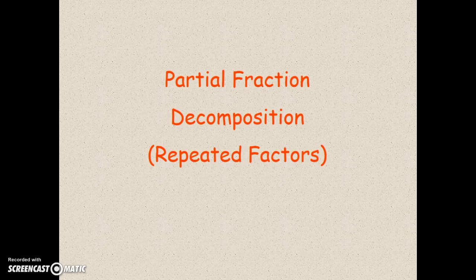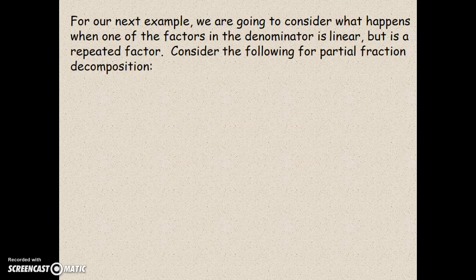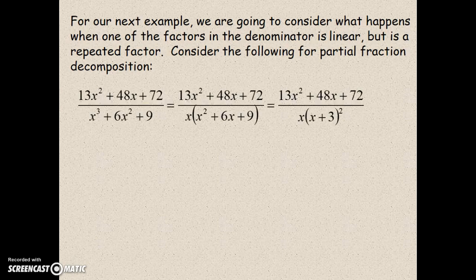We're going to finish up our work on partial fraction decomposition, looking at repeated linear factors in our denominators. That process looks a little bit different again than the last two types of partial fraction decomposition that we've worked with. So we're going to consider what happens when one of the factors in the denominator is linear, but it's a repeated factor. So let's look at this.